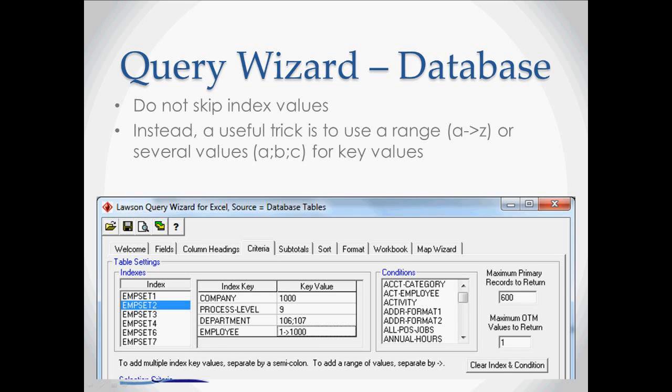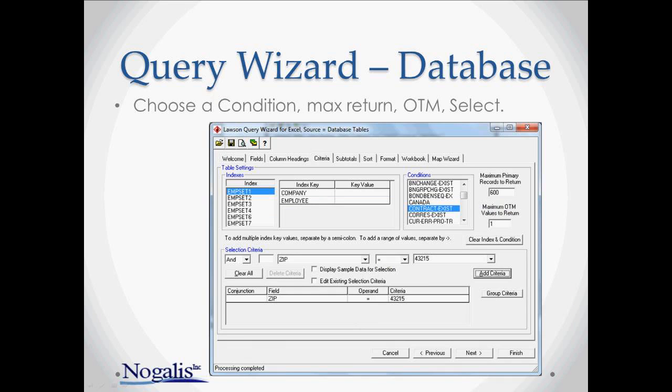You can also use predefined conditions in the database to refine your results. In order to find out what those are, you can look at the technical text for that table using a tool like DBDoc, or just talk to your 4GL programmer or your DBA. The maximum number of primary records to return: this is just the maximum number of records you want returned from your primary table selection.